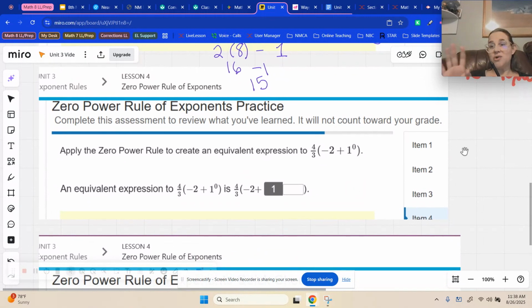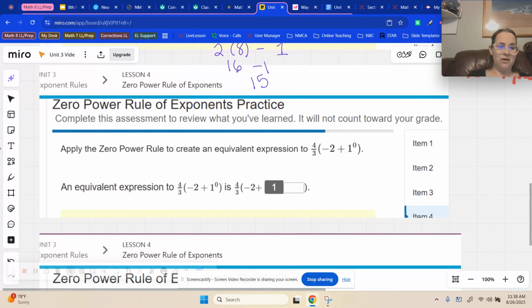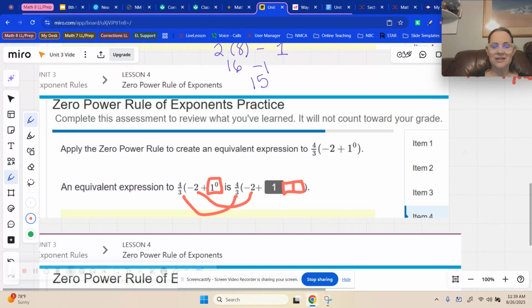Okay, I wanted to just show you this one because this one you might get wrong just because you're overthinking it. Okay, apply the 0 power rule to create an equivalent expression to 4/3 parenthesis -2 plus 1 to the 0th power. Okay, all they want you to do here is fill in this one box. So you just have to figure out what's in that box. So the -2 and the plus are still there. The 4/3 is still there. The box is around this, okay? And that equals 1. So all you're going to put in here is a 1. So don't miss that one.